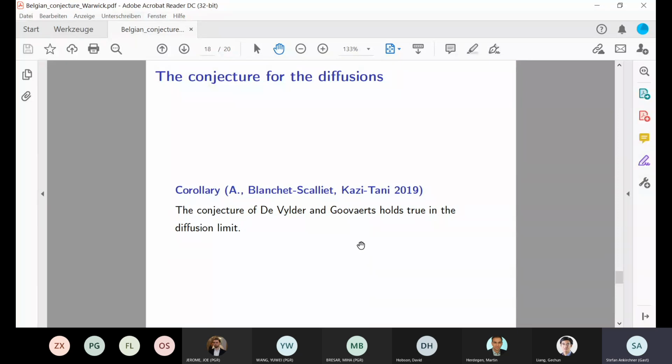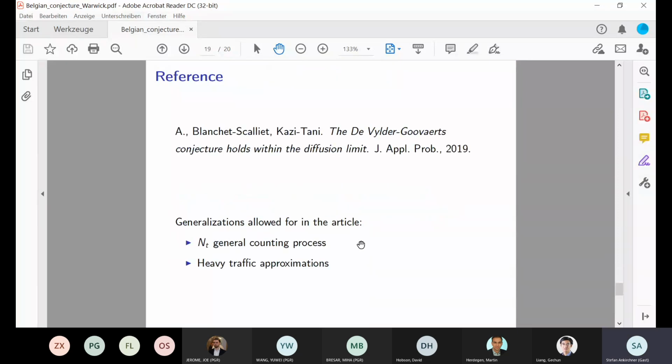So that's what I wanted to present today. Here you can see the reference. It's this paper with Christophe and Nabil. It has appeared already. It's published already.